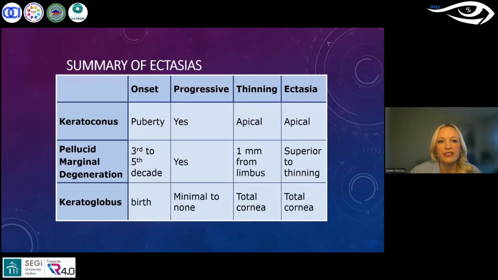A summary of ectasia. So keratoconus, it's usually the onset is within the teens. It's progressive, and the thinning is apical. Pellucid marginal degeneration, again, 2nd to 5th decade, but I have commonly seen it when patients are in their 40s or maybe late 30s. Superior to inferior thinning. Keratoglobus is present since birth. Again, I think in my career, I've seen one keratoglobus patient, and that's the entire cornea.